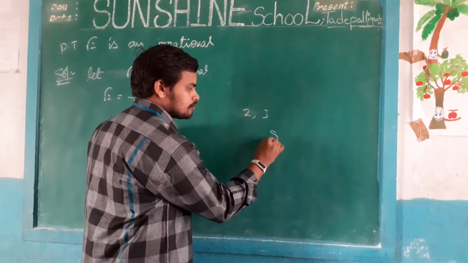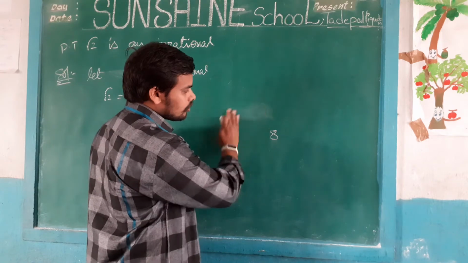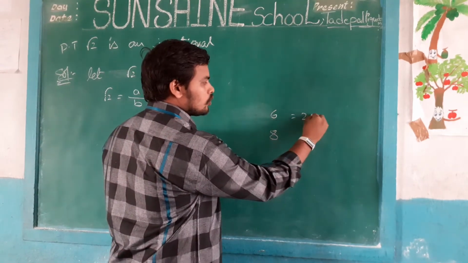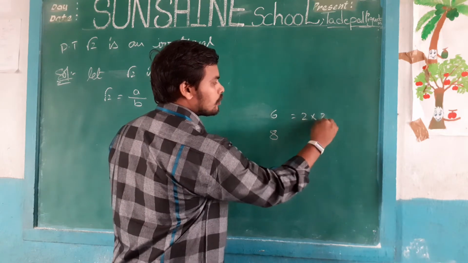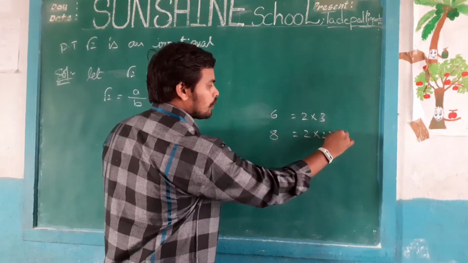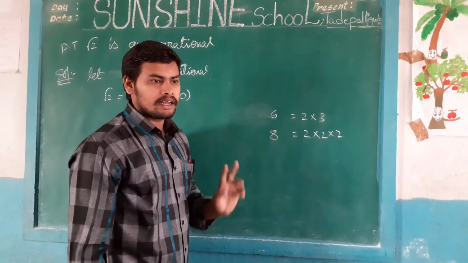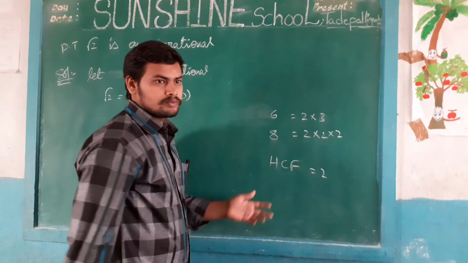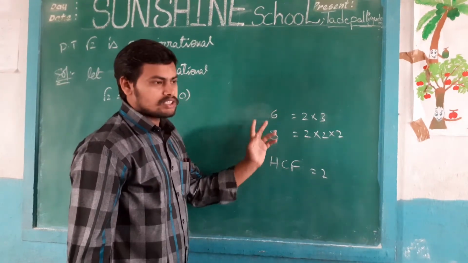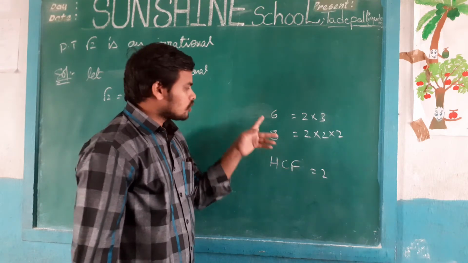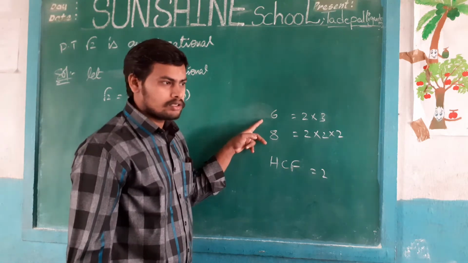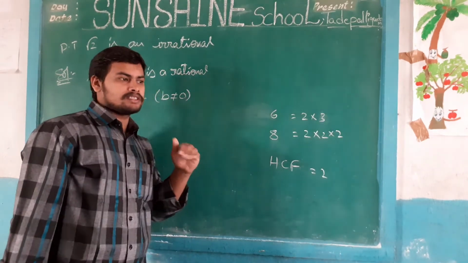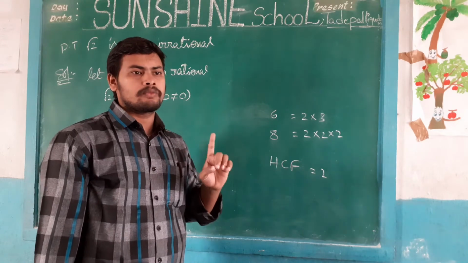Let us take another number, 8 and 6. 6 can be written as 2 into 3. 8 can be written as 2 into 2 into 2. What is the common number here? 2. So HCF is 2. 2 is the common factor of both 6 and 8. So here 6 and 8 are co-primes or not? They are not co-primes. If any two numbers must be co-primes, their HCF must be equal to 1.